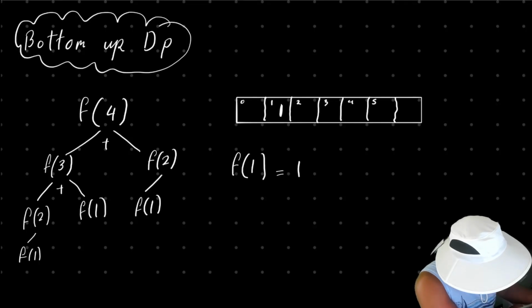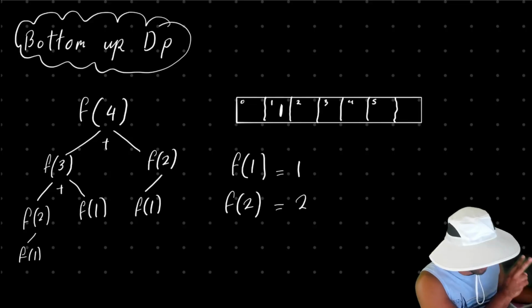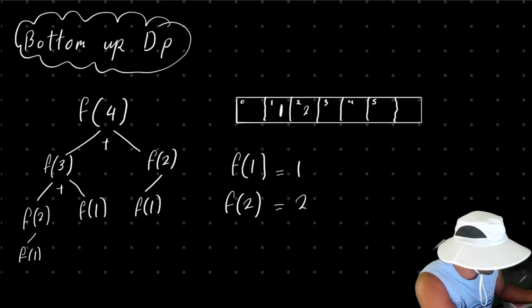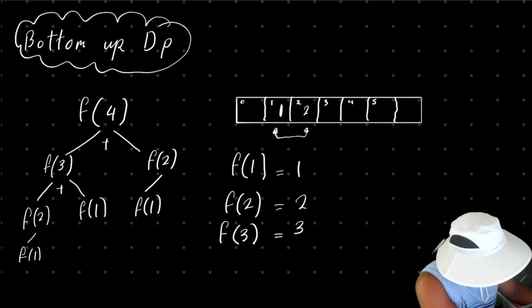I also know that f of 2 is equal to 2. You have a staircase of size 2, there's 2 ways to climb it, so I can stick 2 over here. If I want to get f of 3, what I have to do is add these 2 and store the result in the one after that. 1 plus 2 is 3, so I can say 3 here.